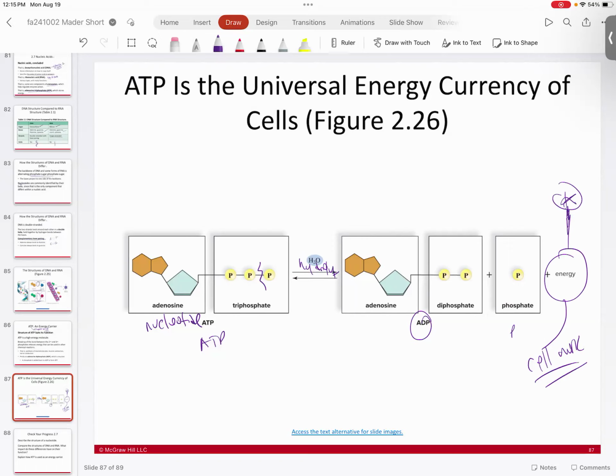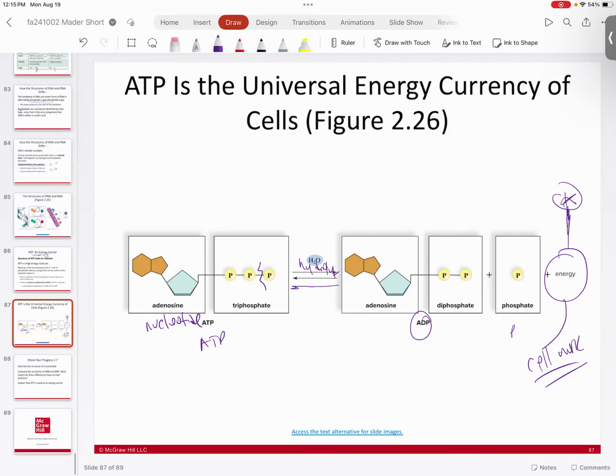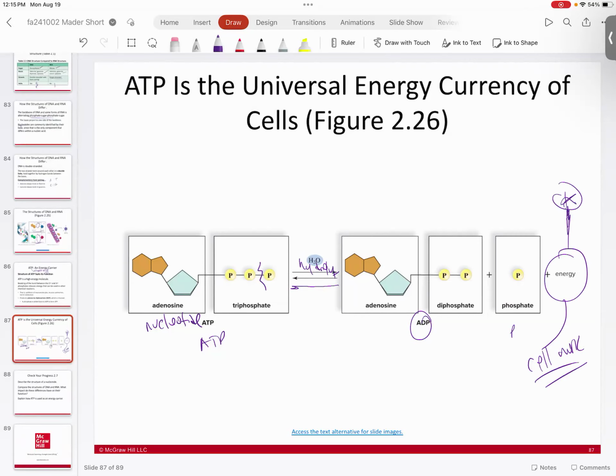Then to recharge your battery, you have to basically add that phosphate back on to make ATP. And so that's the subject of the energetics chapter, cell respiration. That's basically what that is. And we'll take a closer look at that later on.